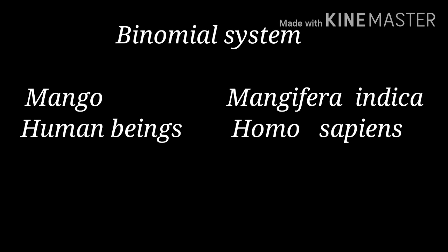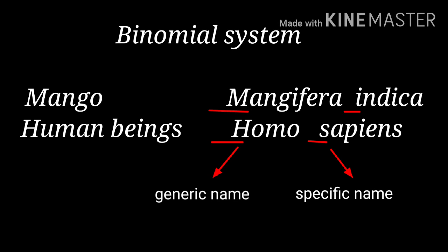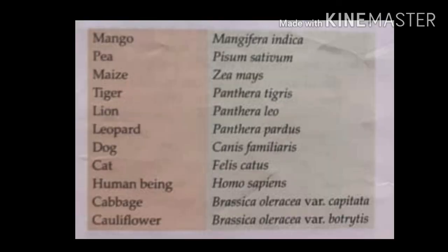We can see in both names, the first part is written with a capital letter, and this part refers to the genus and is called the generic name. And we can also see the second part of both is written with a small letter, and this second part refers to the species and is called the specific name. In this way, he gave the scientific name to organisms, and these names are still used today all over the world.